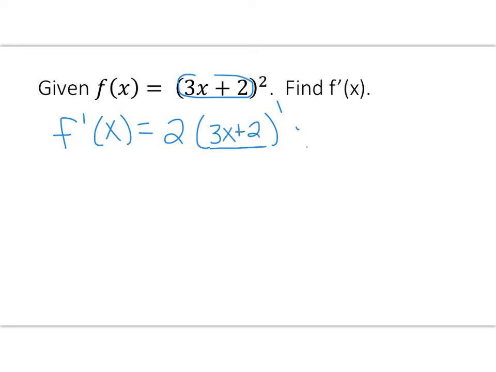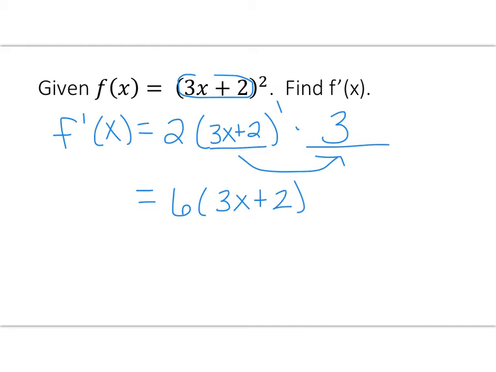But now over here, I need the derivative of this thing. So the derivative of 3x plus 2 is just 3. And now I'm cleaning this up. So 2 times 3 is 6 times the 3x plus 2 to the first. So I can just write 3x plus 2. And I get 18x plus 12 for my derivative.